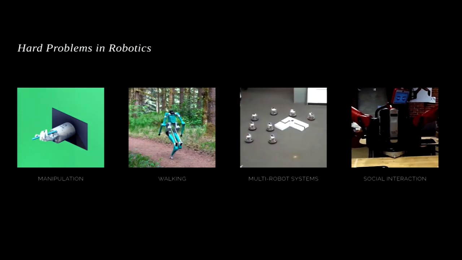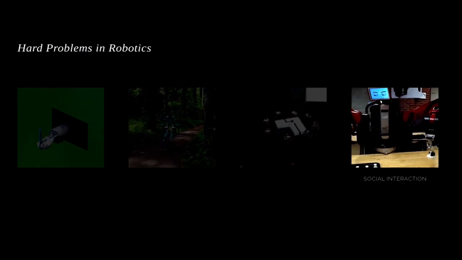Part of the challenge here is that for these first three, if you're manipulating something, there is a finite goal state: it was manipulated, or it wasn't. Same thing if you're walking, you're moving or you're falling over. For multi-robot systems, it gets a little more complicated. But for social interaction, there's no finite goal state. It's very ambiguous. What makes a good social interaction?